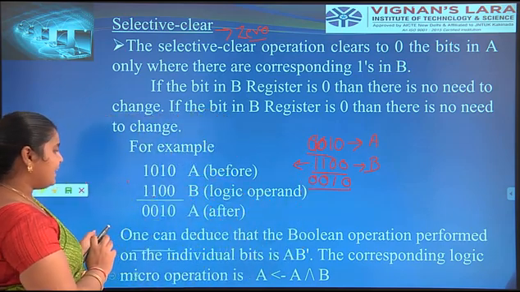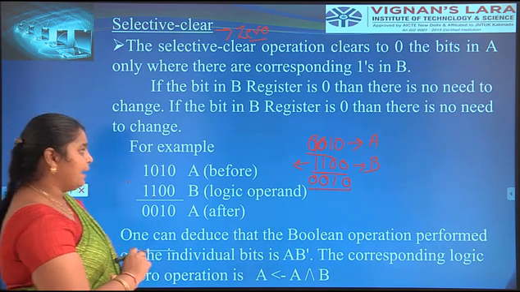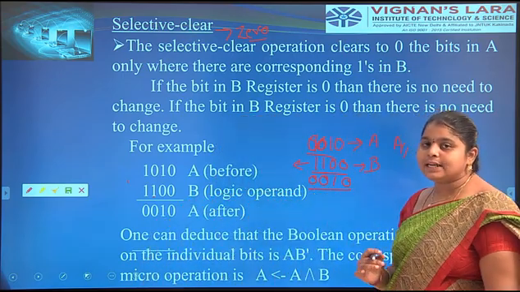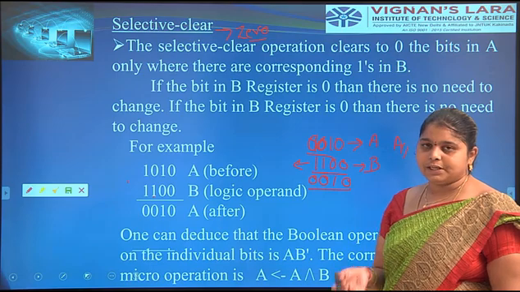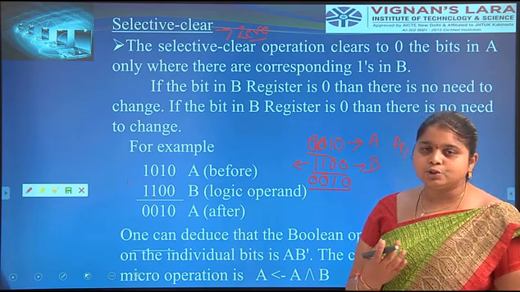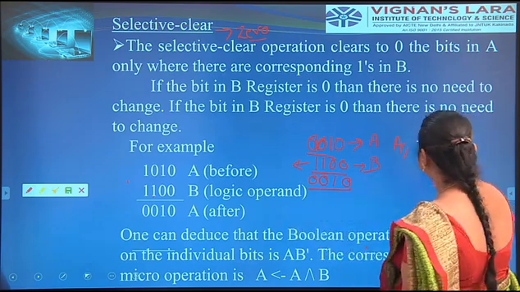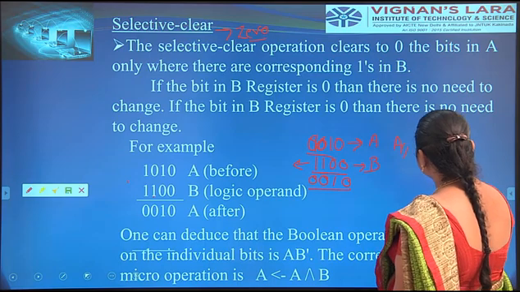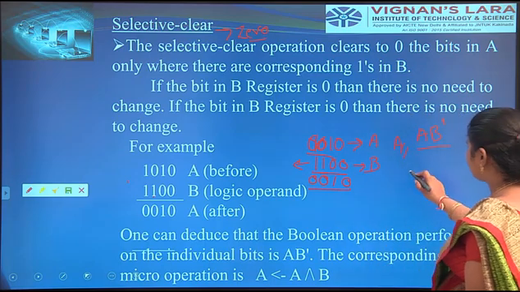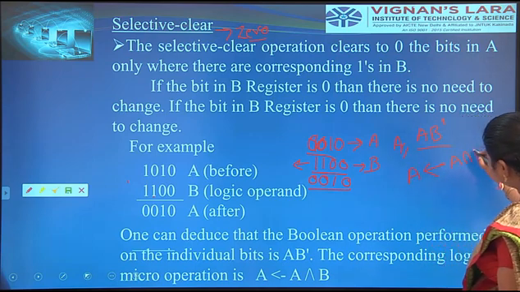Okay, one can detect that Boolean operation on individual bits is A B bar. Here in selective set we have to consider that operation as the OR micro operation. In selective complement we have to represent it as the exclusive-OR micro operation. In selective clear we have to represent the operation as A B bar. The corresponding logic micro operation is denoted as A transfer to A and B.